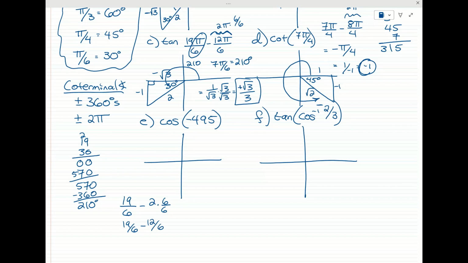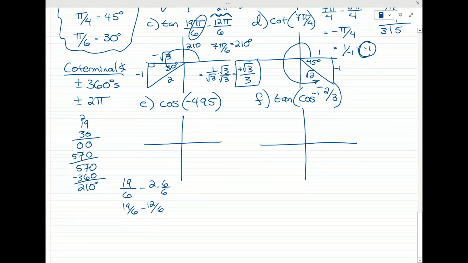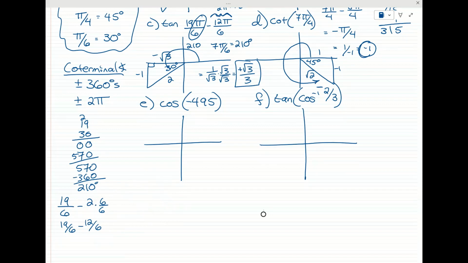All right, a couple more. Negative 495, that's a really big number. I don't really want to play with that. So we could use coterminal angles by adding 360 to that. So we have a negative number that if we add 360 to that, it's just negative 135.